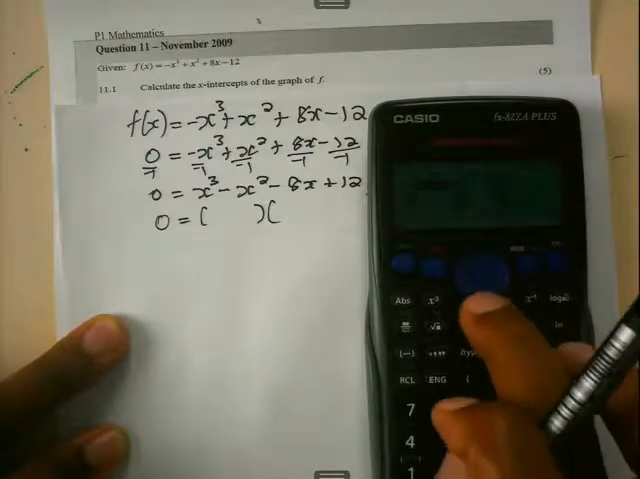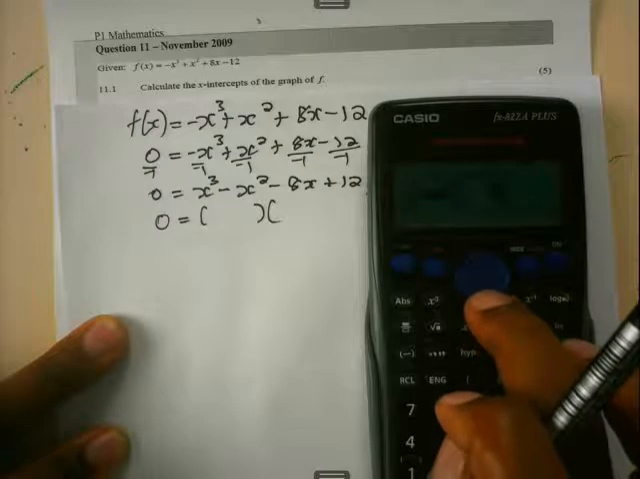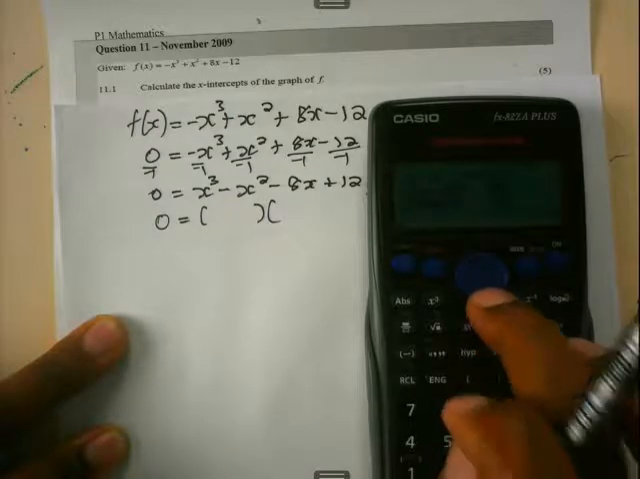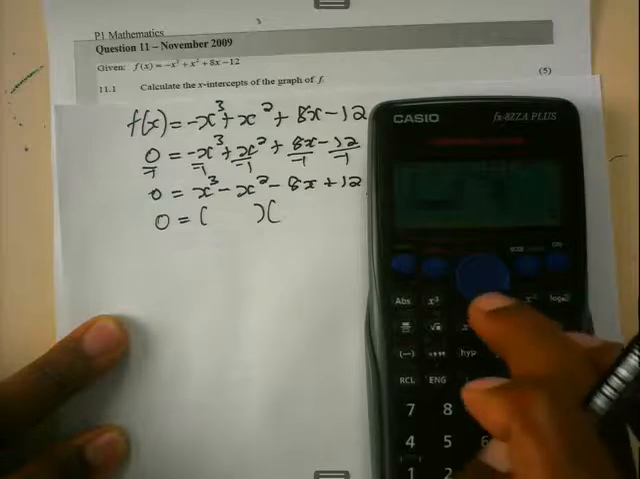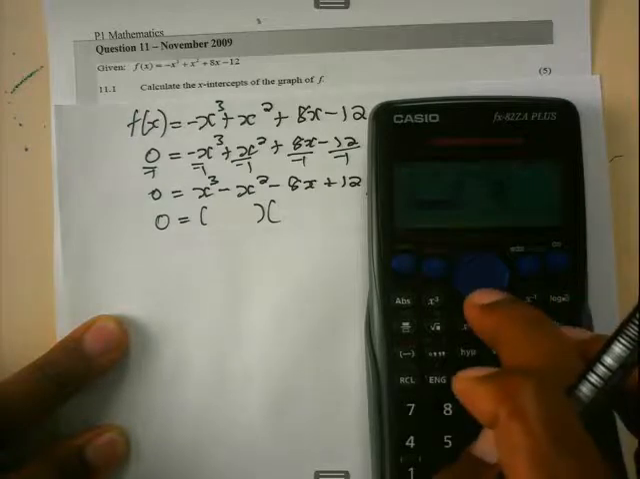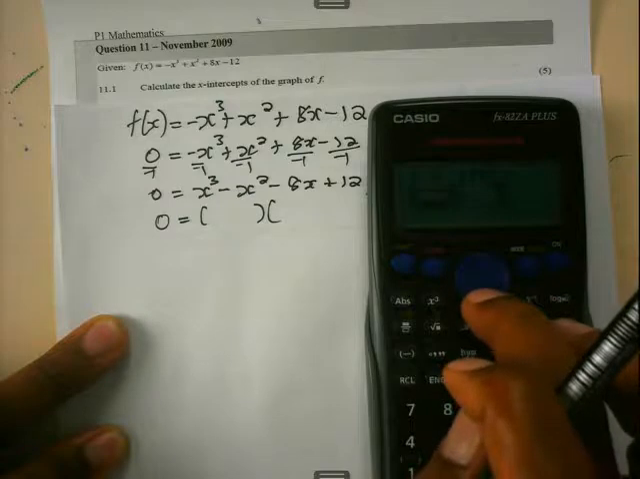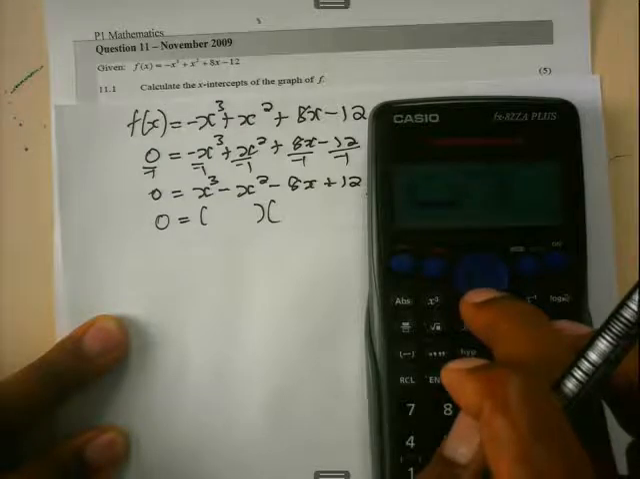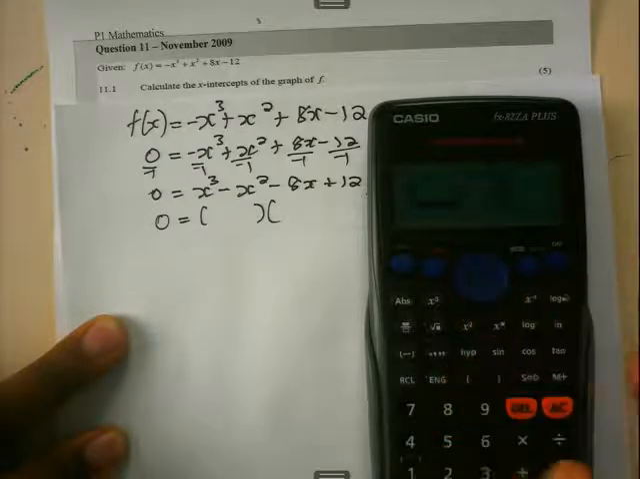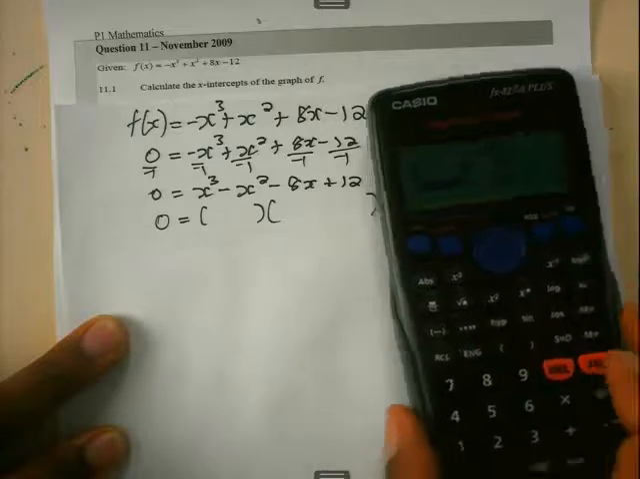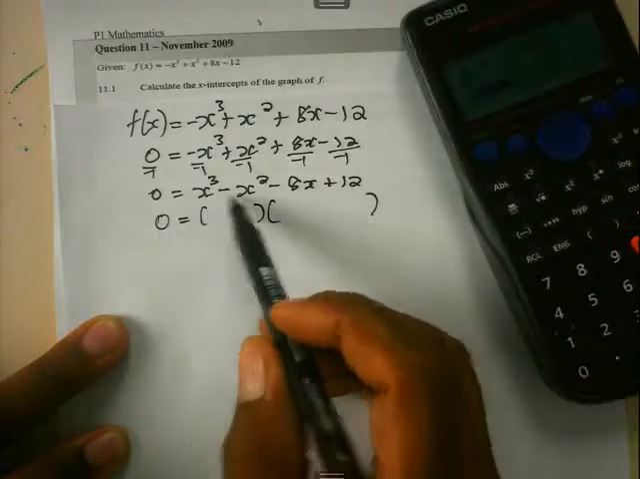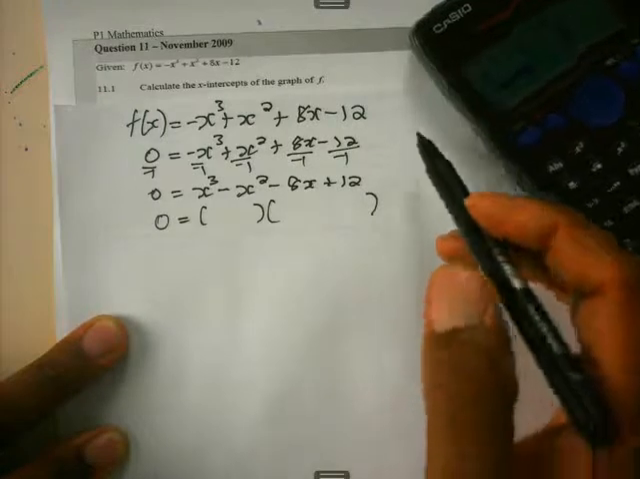Minus 5 gives minus 38, not 0. Minus 4 gives minus 36, not 0. Minus 3, it gives me a 0. Very important. Now, it's not only minus 3, I believe. Minus 2 is 15. Minus 1 is 18. 0 is 12. And 1 is 4. And then 2 as well here is 0. Therefore, I know two values that when I substitute in here, they will give me 0.